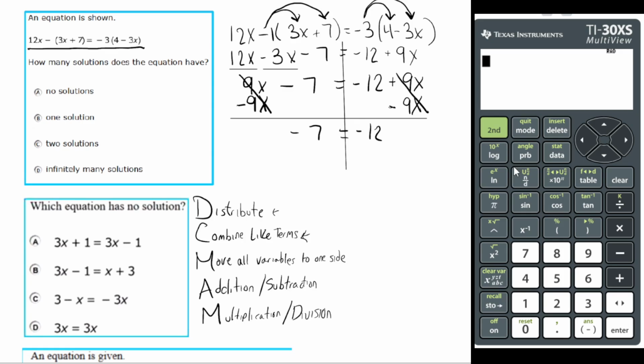If you have no variables left and your numbers do not match, for example, negative 7 and negative 12 are different numbers, this is immediately no solutions, which you denote with a sign like that. If the numbers do match, for example, if this was negative 7 equals negative 7, then you have infinite solutions. But for the purposes of this problem, we have no solutions. So the answer is A.